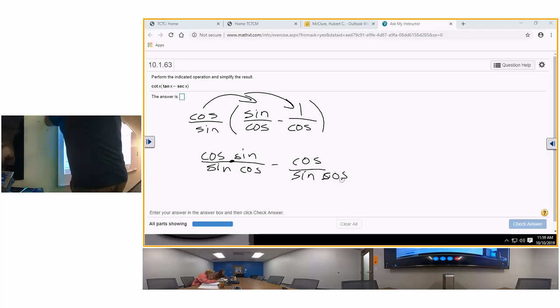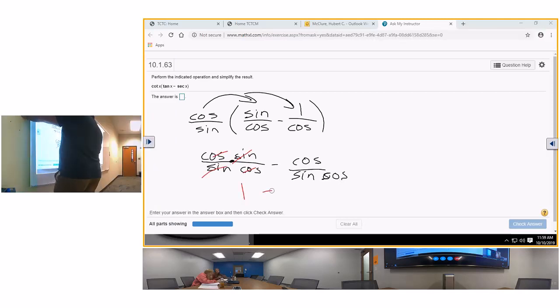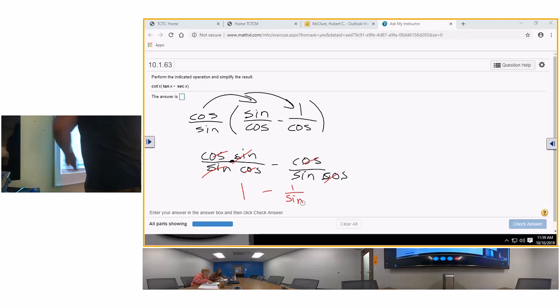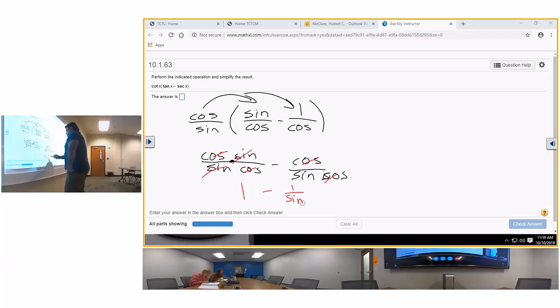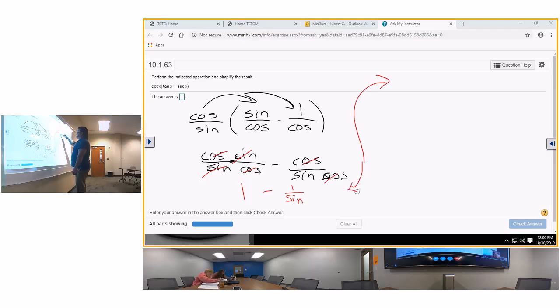Now I'm going to take my red marker. Minus 1 over what? What's 1 over the sine? The cosecant, right?